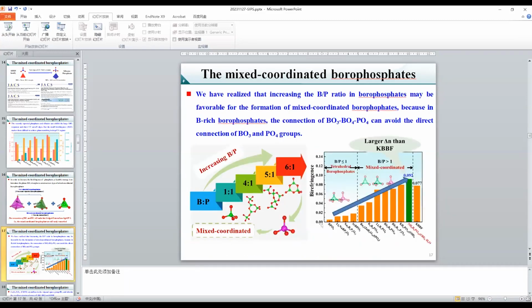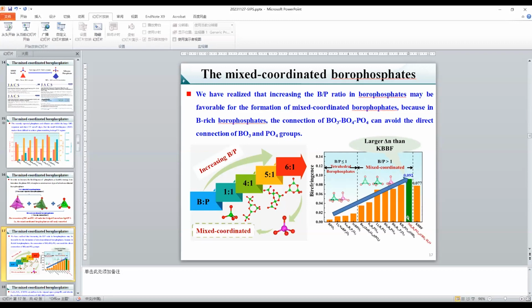In our research, we have realized that increasing the B:P ratio in the borophosphate may be favorable for the mixed coordinated borophosphate, because in boron-rich borophosphate, the connection between BO4 and BO4 can avoid the direct connection between BO3 and BO4, so it can stabilize the mixed coordinated borophosphate. By doing this, we have synthesized a series of mixed coordinated borophosphates.